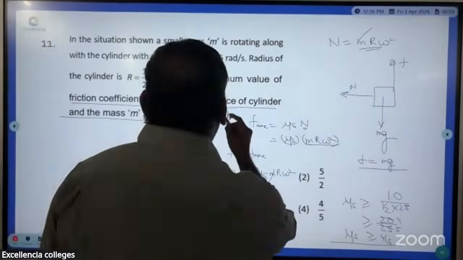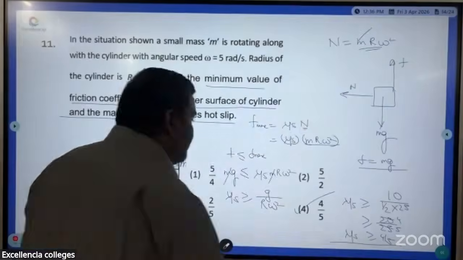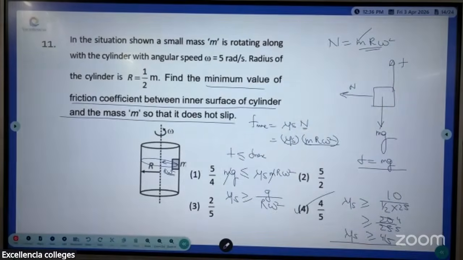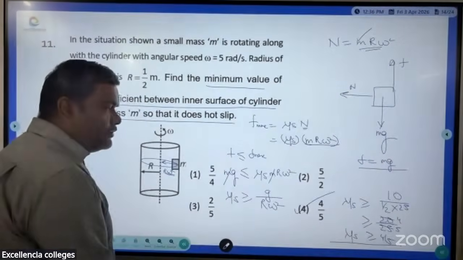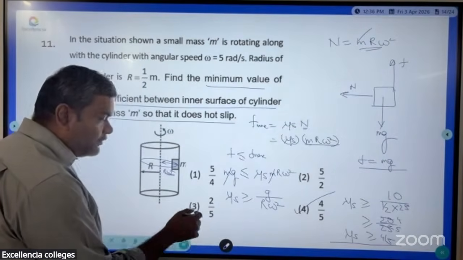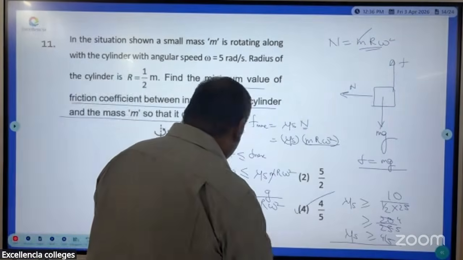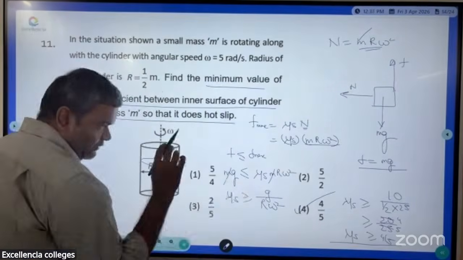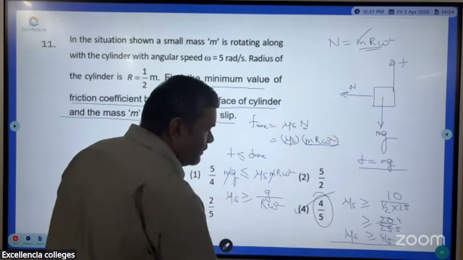So he's asking you the minimum value. तो minimum तो 4 by 5 में stable हो जाएगा. Right, इतना चाहिए. 4 by 5 से ज़्यादा हो जाएगा तो भी no problem. So this is 5 by 4, definitely it will be stable. 5 by 2 also it will be stable. 2 by 5 not stable. This is 0.4, we are getting 0.8 here, so this will be not stable. Remaining will be stable. So out of the stable options, least is this, which we are getting here.